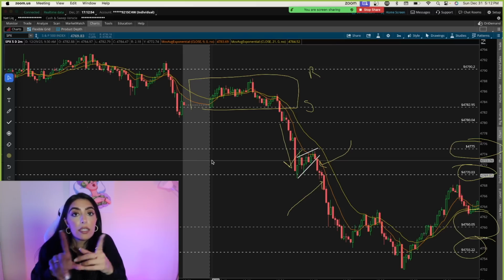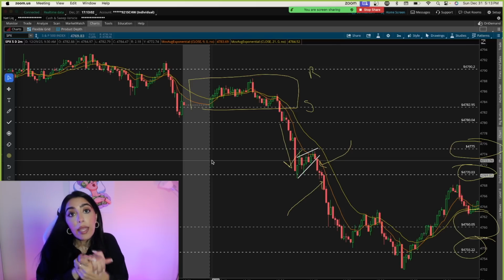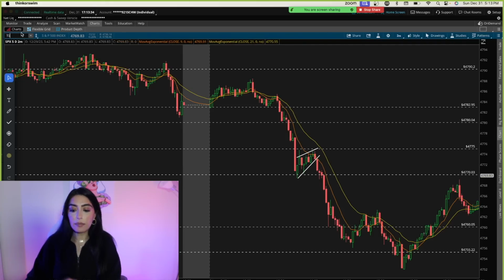And I did make a video on this, so I will link it below so you guys can go watch that and see how to read BOOKMAP. But that is another thing that you want to pay attention to when you are looking to implement scalping as a strategy. So the reason you want to watch order flow, and I'll give you an example here, okay?